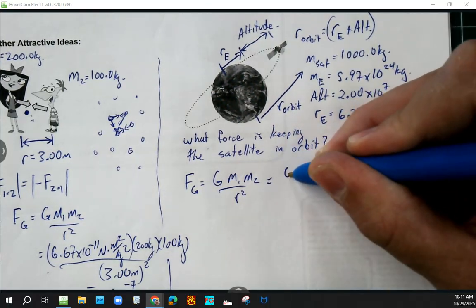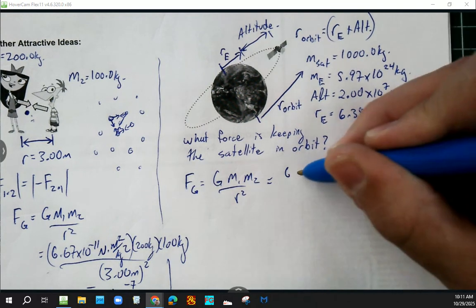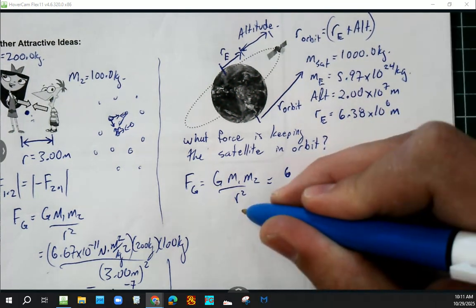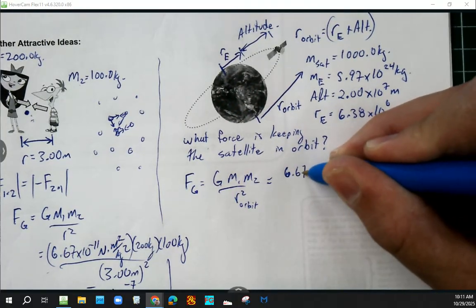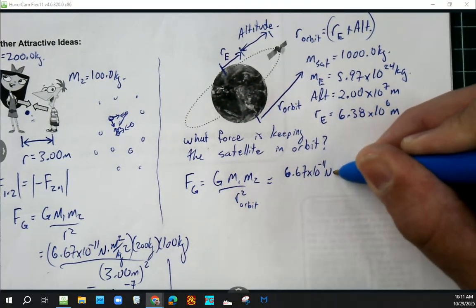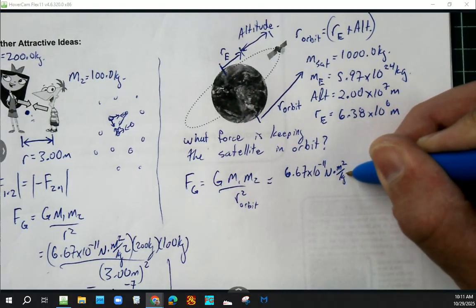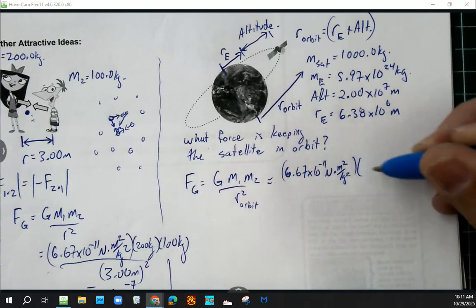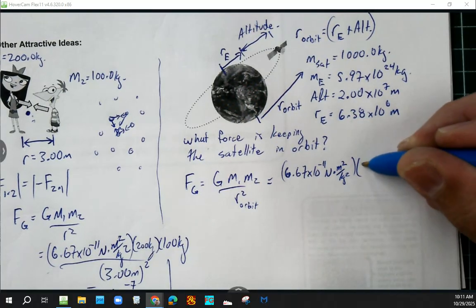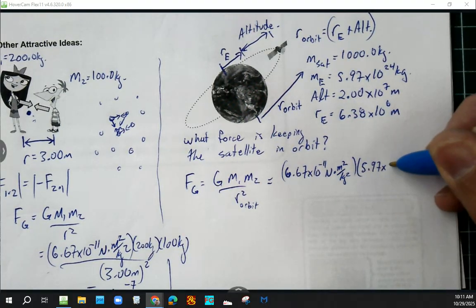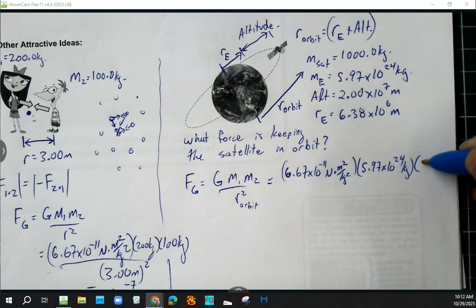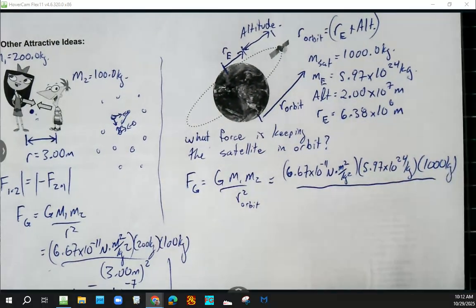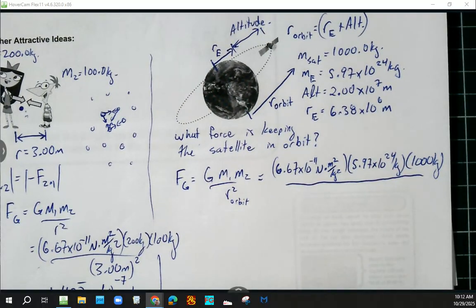My values, I've got, because this would be r orbit, right? This isn't RE. 6.67 times 10 to the power of negative 11 newton meters squared per kilogram squared, times mass 1, which is the Earth. We'll let Earth be mass 1. 5.97 times 10 to the 24 kilograms, times 1,000 kilograms, divided by, and again, I'm going to ask you guys to do the data entry just to make sure that you really can do it.